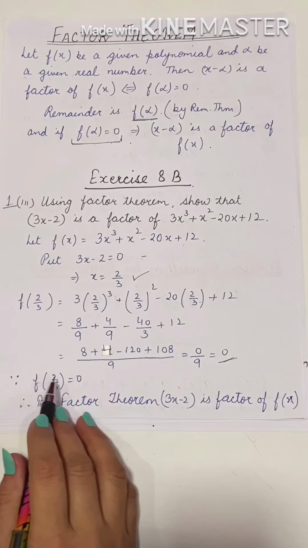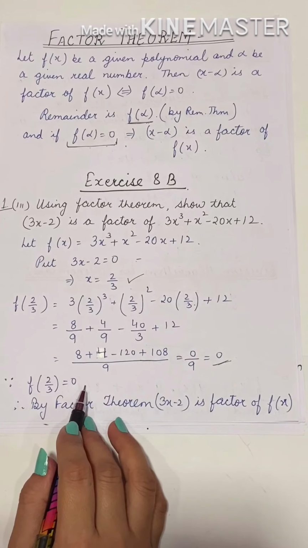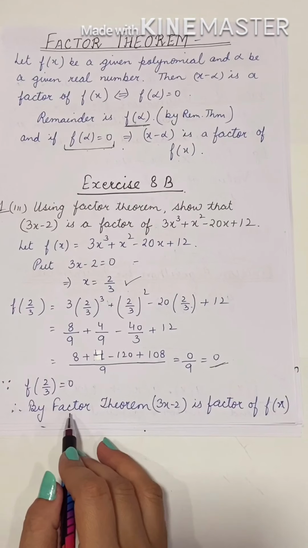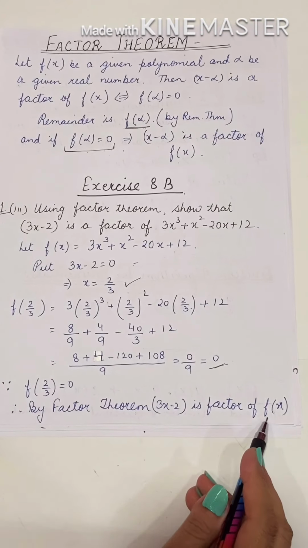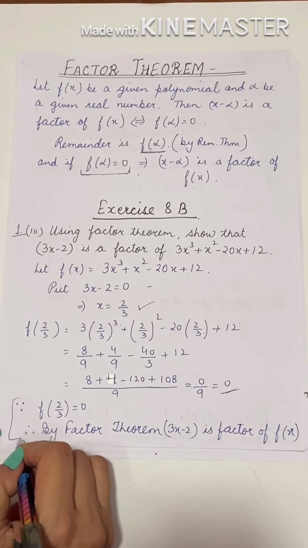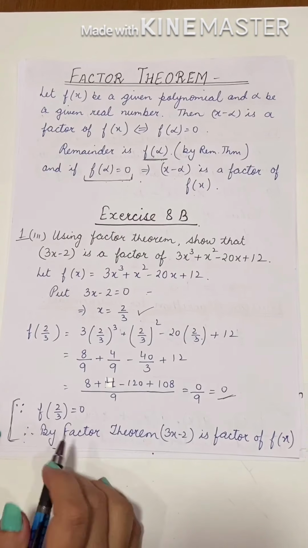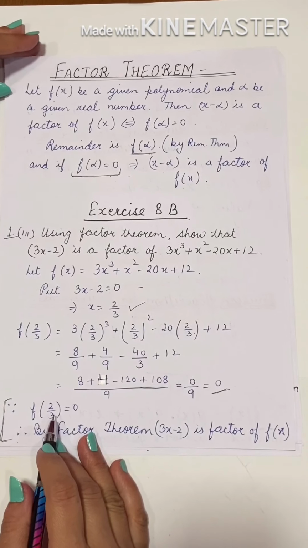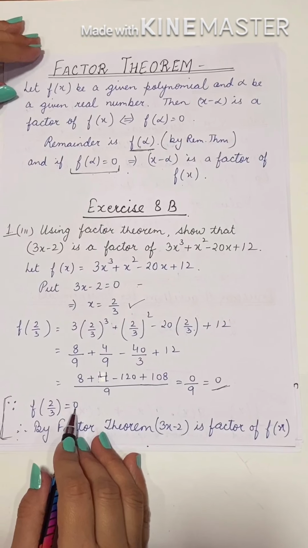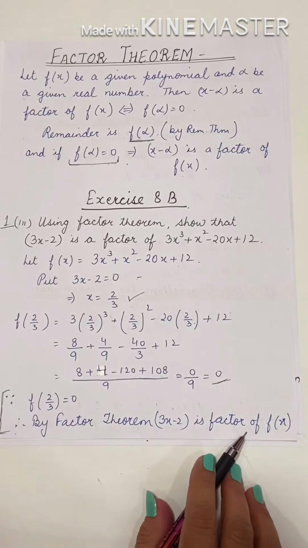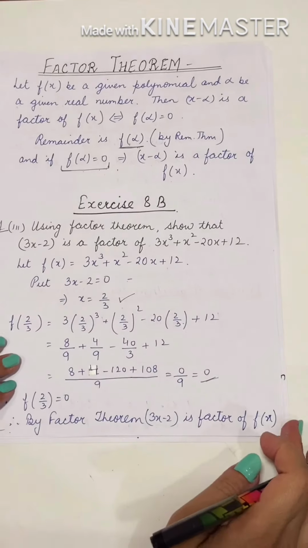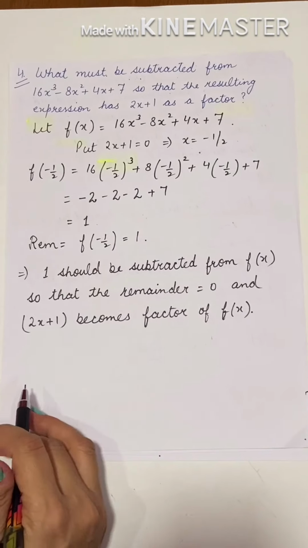Now since f of 2 by 3 is equal to 0, therefore, by factor theorem, 3x minus 2 is a factor of f(x). Students, it is very important to mention that since f of 2 by 3 equals 0, that means the remainder is equal to 0. Therefore, by factor theorem, 3x minus 2 is a factor of f(x). Now see, next, question number 4.